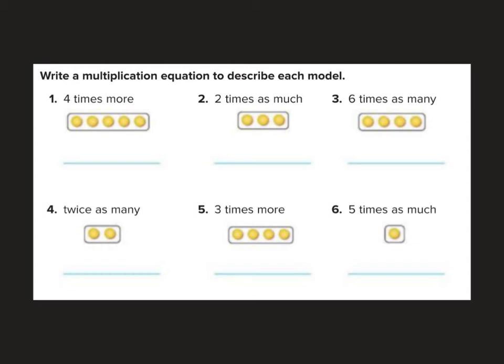All right, let's do some other practice. I'm going to guess this is probably the homework. Okay, it says write a multiplication equation to describe each model. So 4 times more than 1, 2, 3, 4, 5. Okay, so I would have 5 times 4. So how I do that is I count by 5s 4 times. 5, 10, 15, 20 is 20.